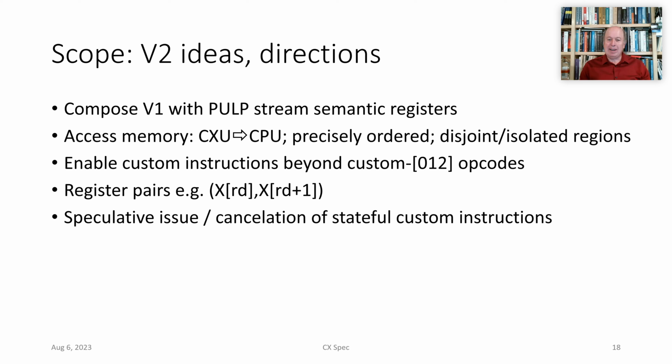We've also thought about adding register pairs as destination or perhaps source operands, at least in the CXU response writeback, to allow higher bandwidth access through a CXU. Finally, the CXU logic interface does not currently support speculative issue and subsequent cancellation of stateful custom instructions, so we may want to add that in. But with so much yet to do in adopting V1, we don't need to decide these questions now, but we'll keep them in mind to simplify later evolution.